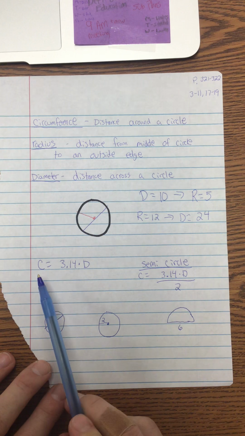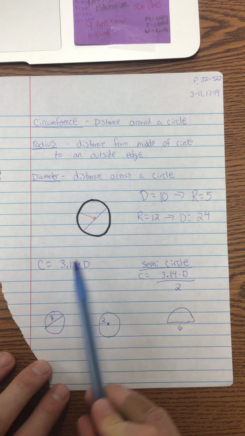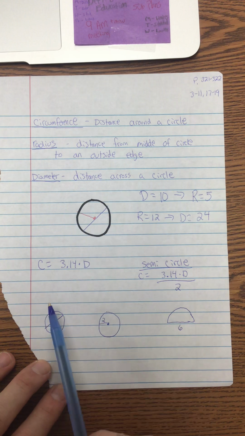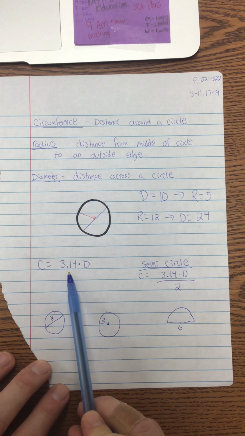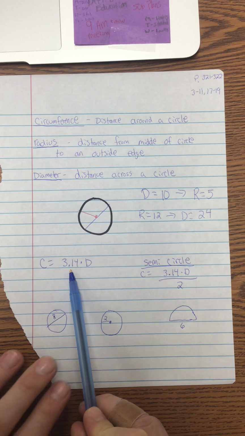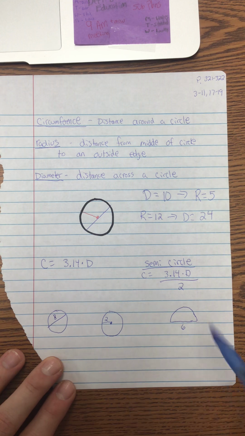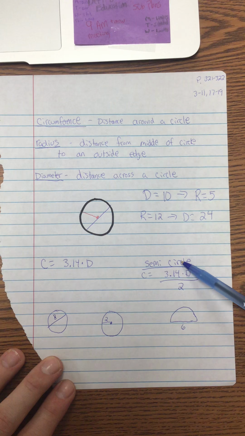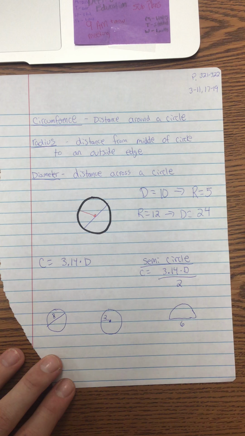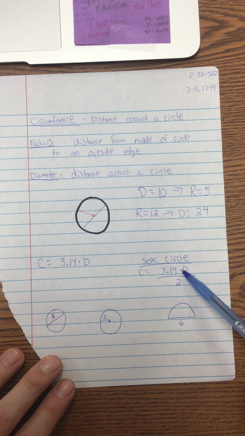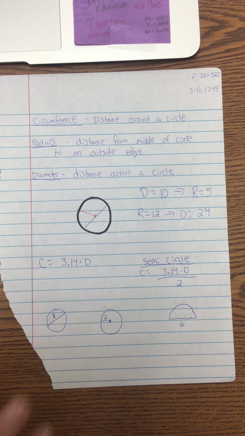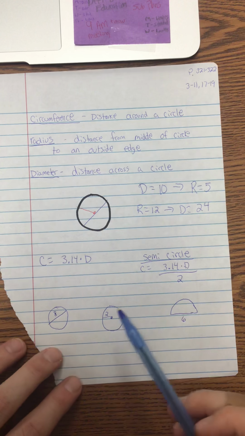All right, our formula to find the circumference of a circle, which would be our outside area here, is to take 3.14, or we say pi, okay? Pi, we use 3.14 times d, the diameter. So we're going to have to find the distance that's all the way across the circle. All right, and if I have a semicircle, or we would call it a half circle, you're just going to take, same thing, 3.14 times the diameter, and then just divide that by 2.